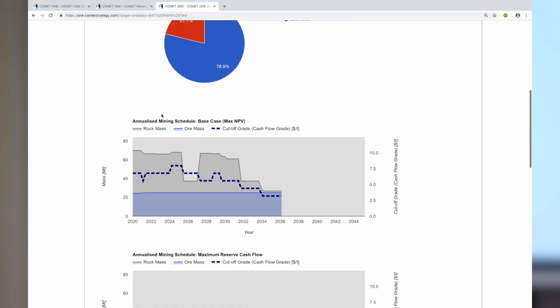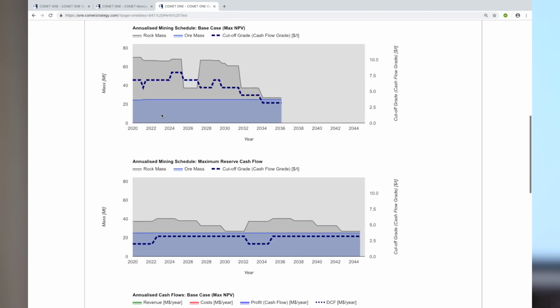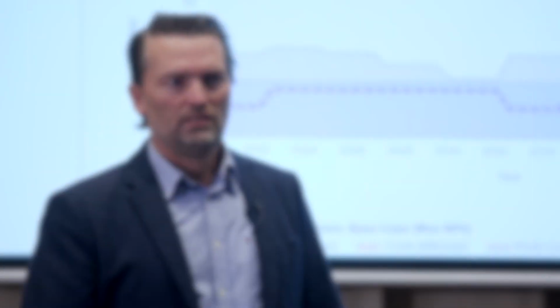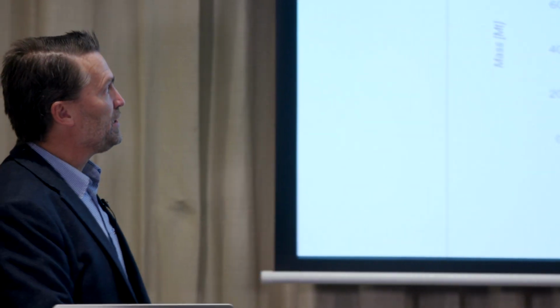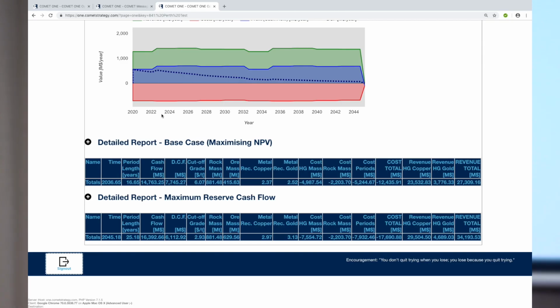Okay, so let's have a look at some other features here. We've got 20% less value, but why is that? If we have a look at the two schedules, you can see our base case up the top here, and that it finished quite a lot earlier, and that the cut-off grade that it's using is quite a lot higher than the cut-off grade we use for maximising the reserve cash flow.